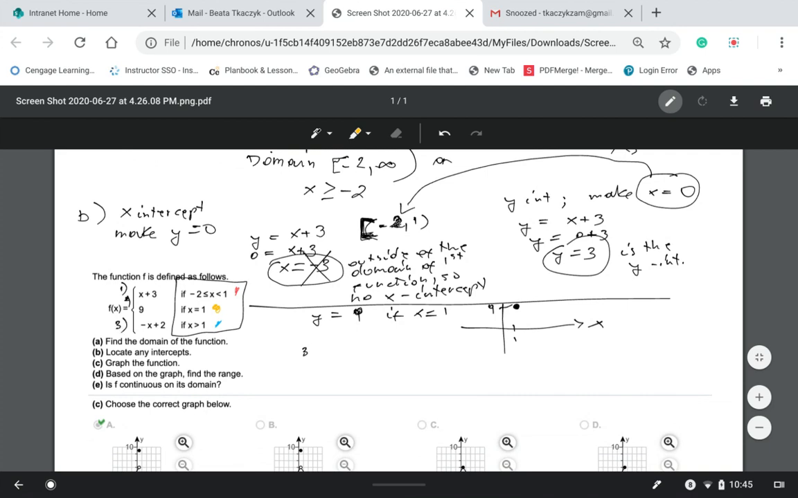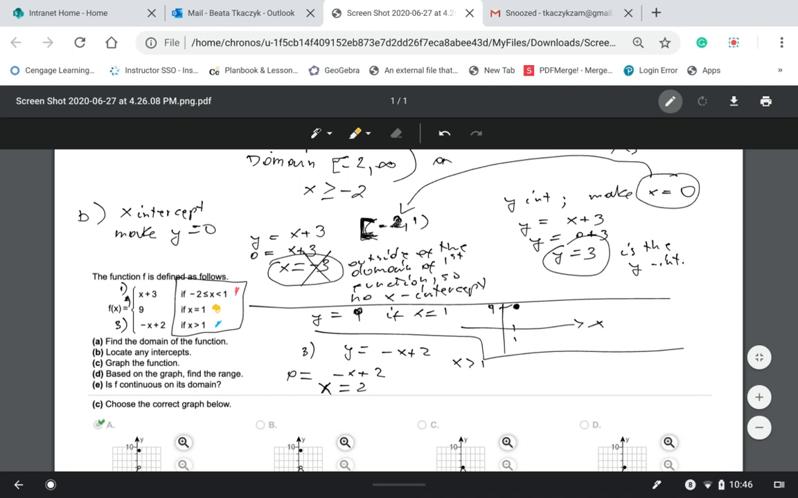So function number 3, when we have y is equal to negative x plus 2, works only for x greater than 1. So let's see if we can find the x-intercept. We're going to make y equal 0. So we have 0 equals negative x plus 2. That means x is equal to 2.